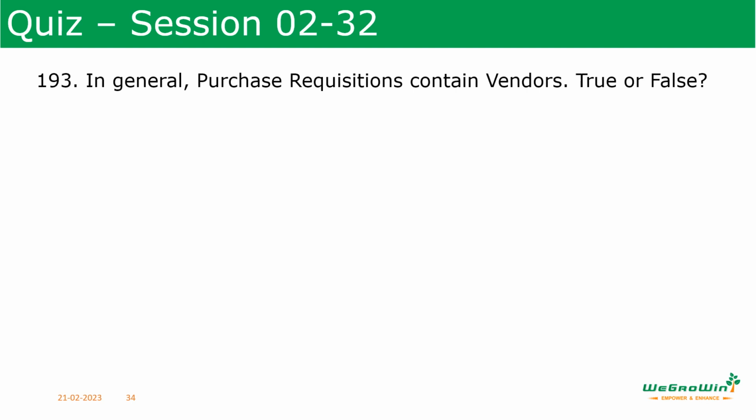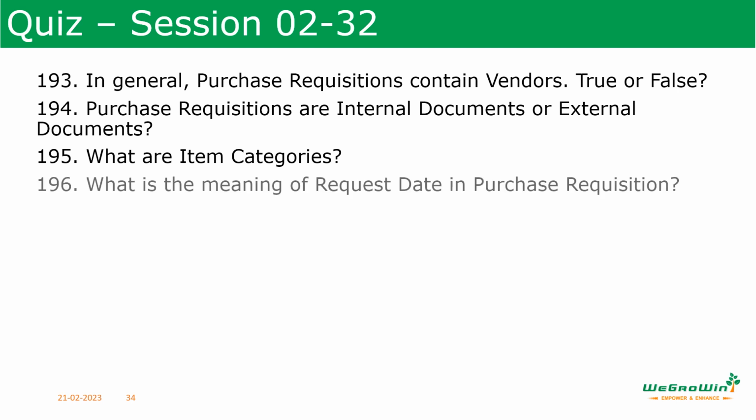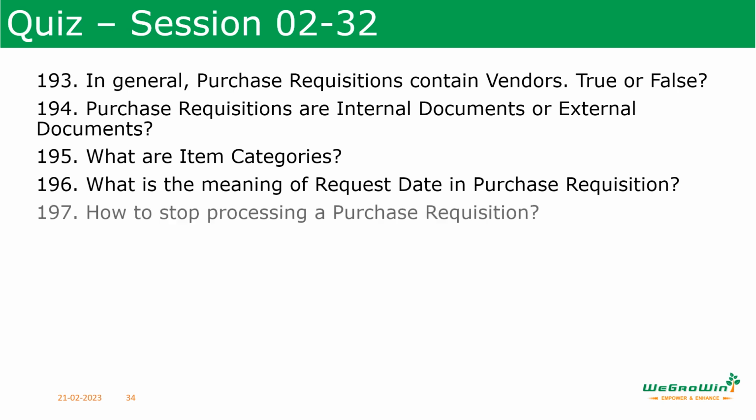Now, we will see some quiz questions for this session. In general, purchase requisitions contain vendors, true or false. Purchase requisitions are internal documents or external documents. What are item categories in purchase requisition? What is the meaning of request date in purchase requisition? How to stop processing a purchase requisition? Due to some reasons we want to stop.